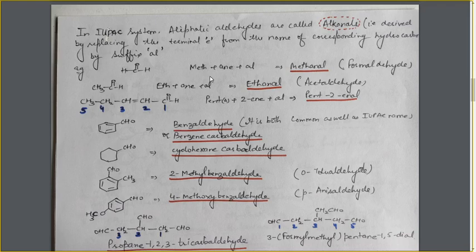IUPAC rules, in which the root word is having some prefix and suffix attached to it for writing the complete name. The root word is followed by 1 degree suffix and 2 degree suffix. The 1 degree suffix usually indicates the saturated and unsaturated nature of the carbon chain, and the 2 degree suffix indicates the nature of the functional group. This all you have read in class 11.